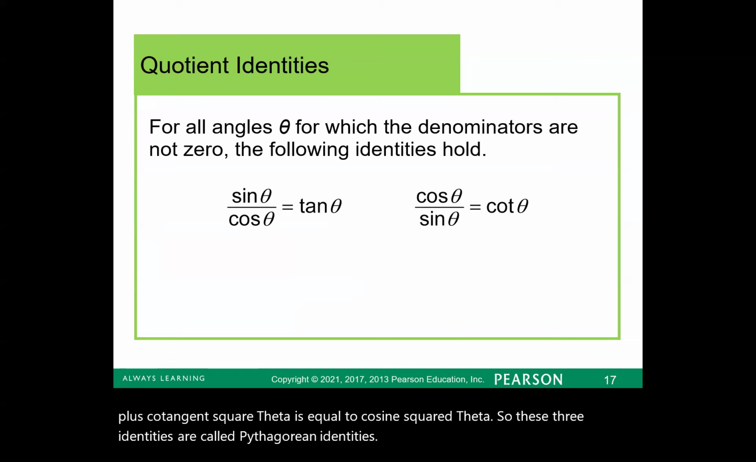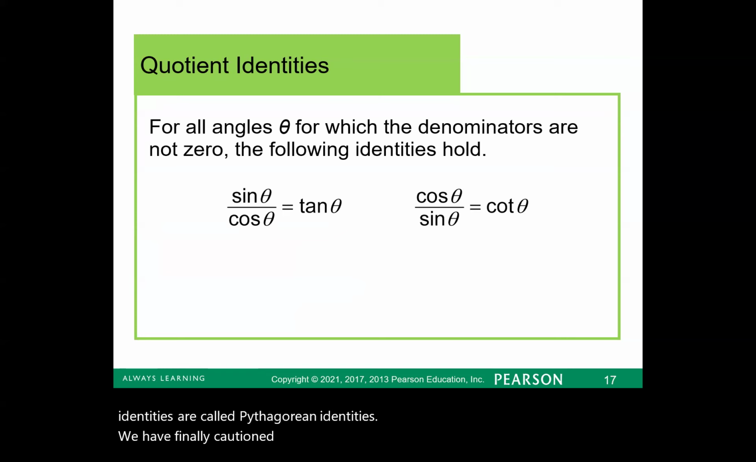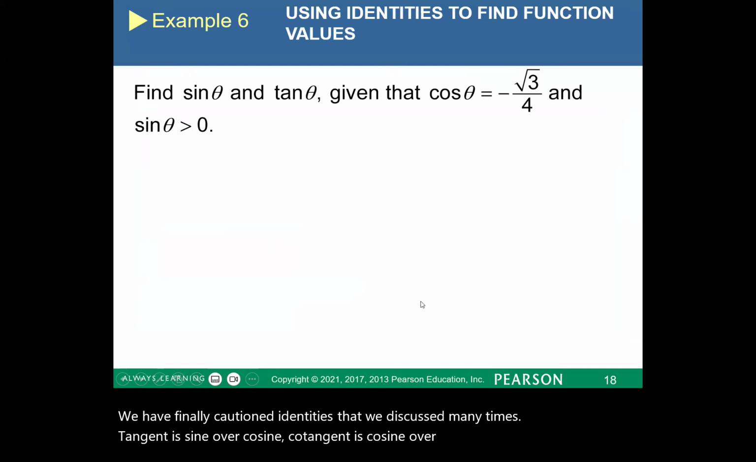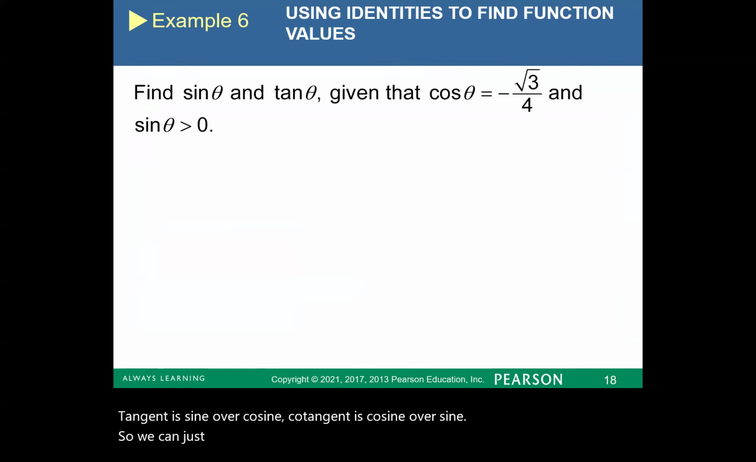We have finally the quotient identities that we discussed many times. Tangent is sine over cosine. Cotangent is cosine over sine. So we can generate the other trig values if we only have one of them.